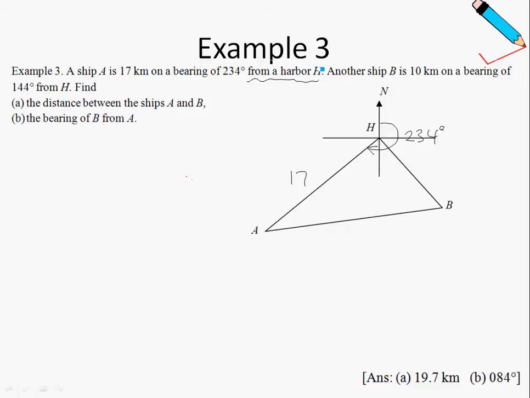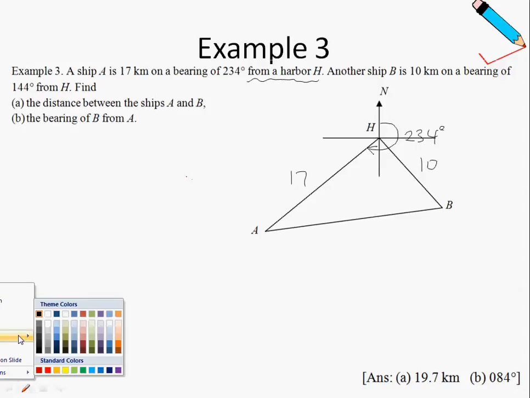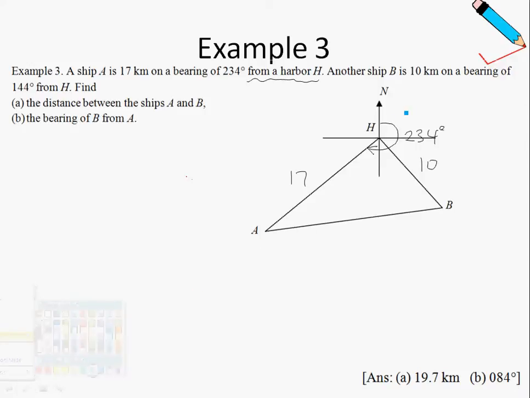Next part of the question: another ship B is 10 km on a bearing of 144 degrees from H. So point B is 10 km away from H. Now, what about the 144 degrees? It is measured from H, so we measure from here all the way to here. The angle outside is 144 degrees. If I take 234 degrees minus 144 degrees, I realize that angle AHB is 90 degrees. Let me mark this with a right angle over here.